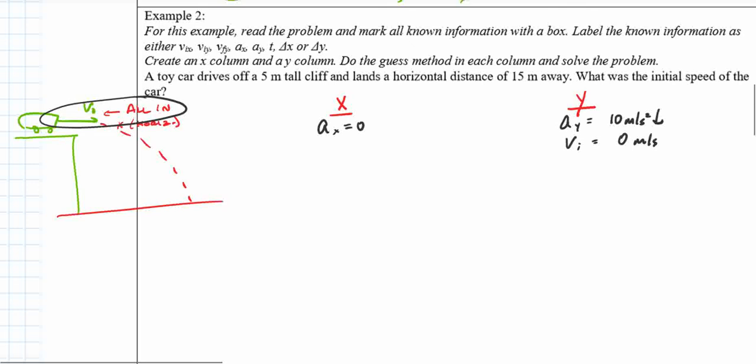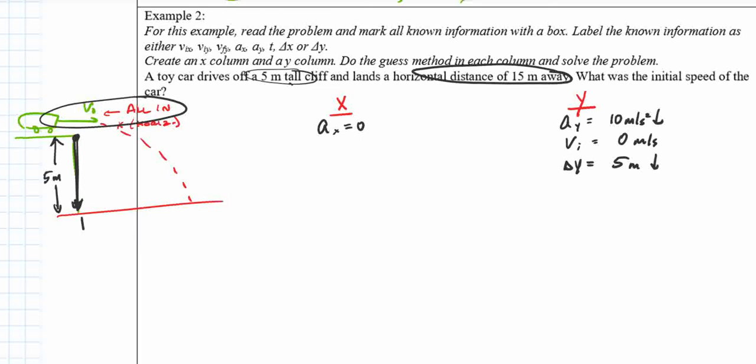Now, it's telling me that the cliff is 5 meters tall. If we look at that 5 meters, that's a displacement in the y direction. That's telling me how far we move on that vertical axis. So that piece of information is my delta y. My delta y is 5 meters and it's down. We start off at the top and we go down 5 meters. And then it lands a horizontal distance of 15 meters away. So this distance is 15 meters.